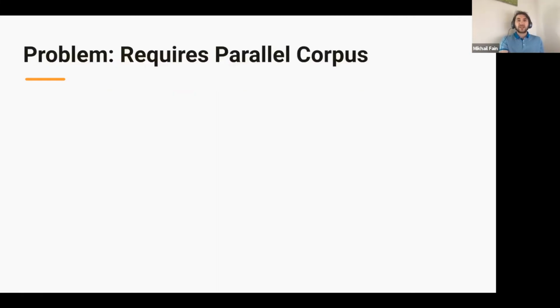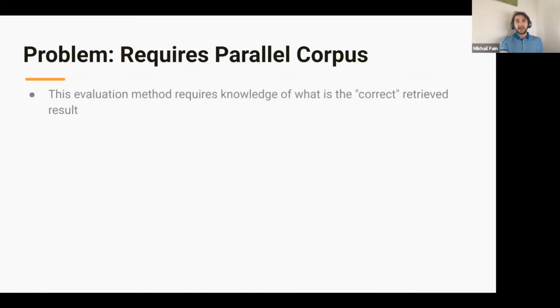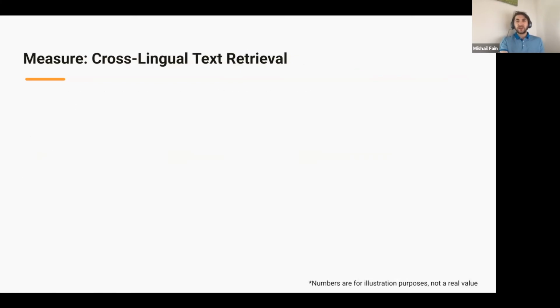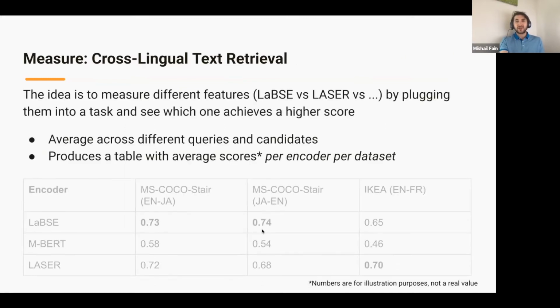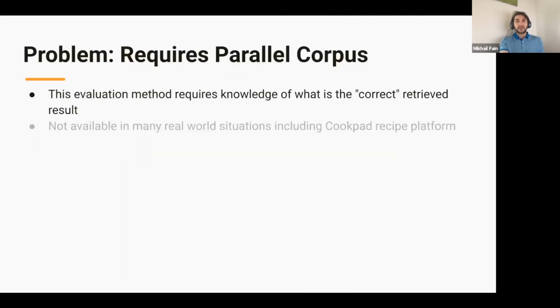The only problem is that this evaluation method requires you to have parallel data. And it requires you to know what the correct result is. If you remember, somewhere in the data set it would say that this salmon is matching with this sushi. Unfortunately, that's just not always available. And usually it's not available. At Cookpad, it's definitely not available.